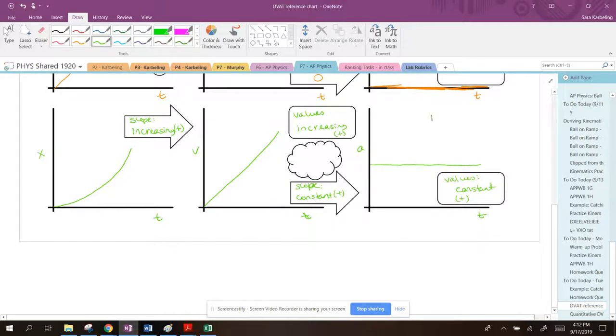This is a story, as we know, of an object accelerating away from the origin. Okay. In this little thought bubble, again, just to remind ourselves, we know that the acceleration can be found by looking at the slope, the change in velocity over time.